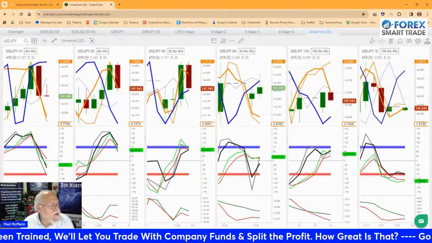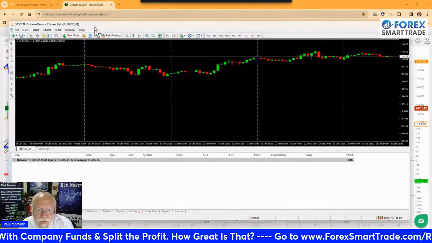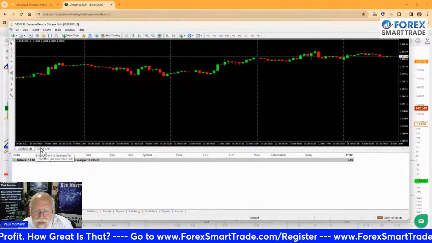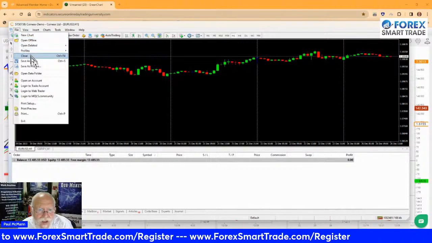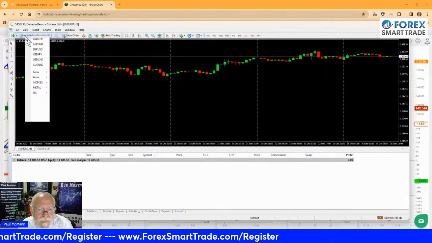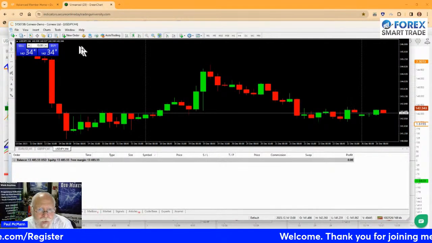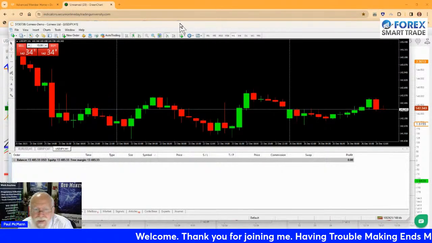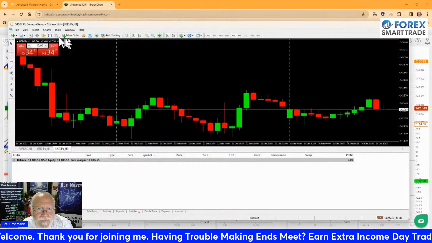So you can take it in your simulator, or if you're using MetaTrader 4, this is a demo account. I don't have USD JPY up here, so I'm going to go to File, New Chart. USD JPY is in the first group. I'm going to open up the chart. I am going to change it to a one-day chart, so I'm looking at the same thing. And I am going to go to New Order.